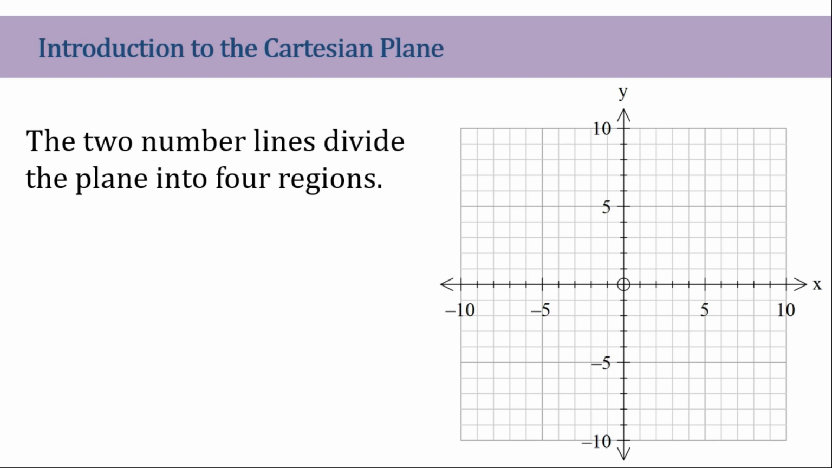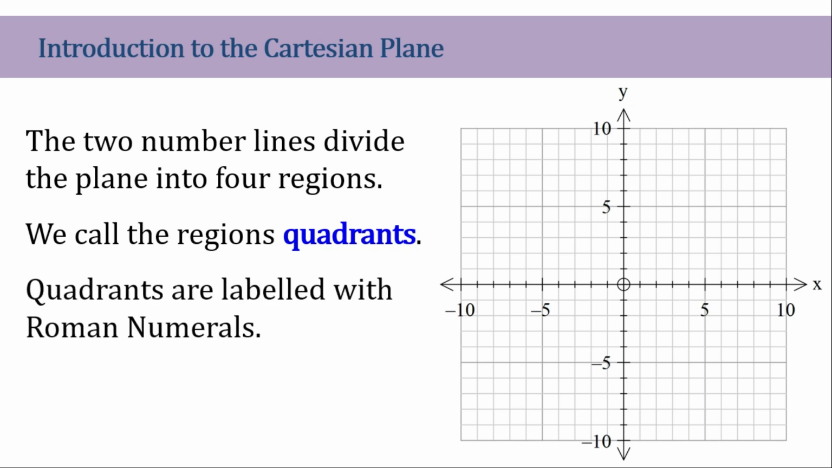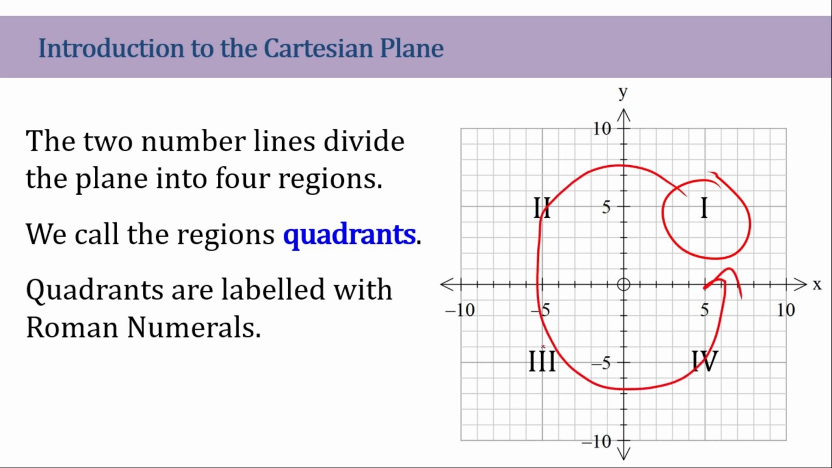The two number lines divide the plane into four regions. We call the regions quadrants. Quadrants are labeled with Roman numerals I, II, III, IV. To number them, let's start at the upper right region of the Cartesian plane, and we will count from 1 to 4 in a counterclockwise direction.